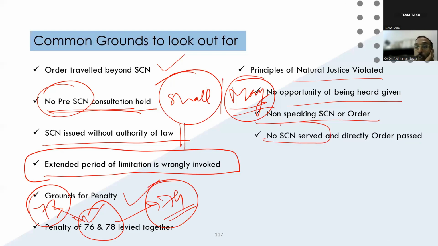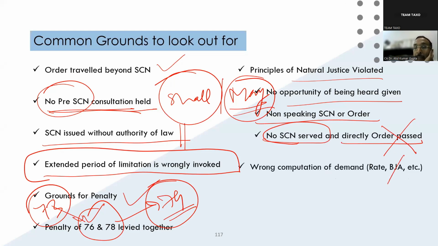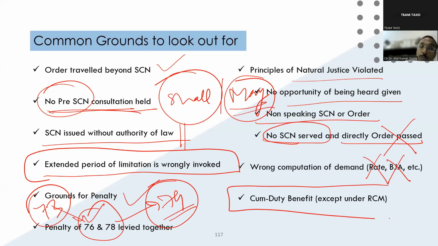My dear friend, if the show cause notice is not served directly, the order is bad in law, and you should challenge that. And in case a best judgment assessment is given or the rate is being wrongly used, you should challenge that as well.